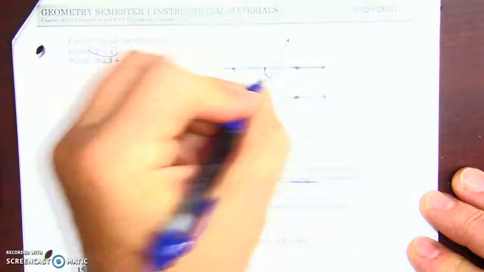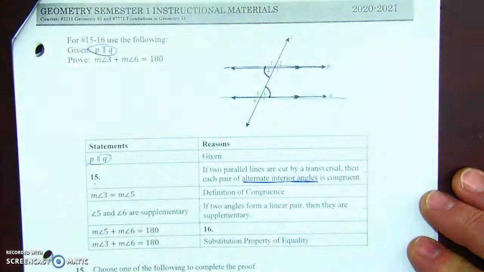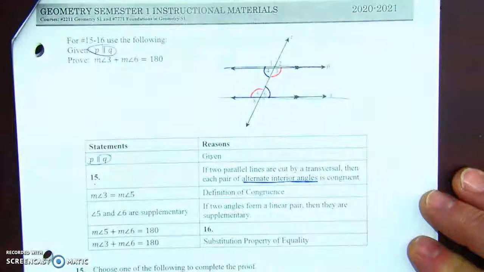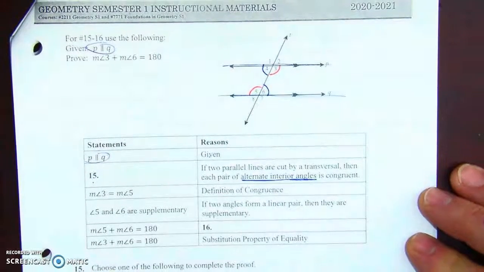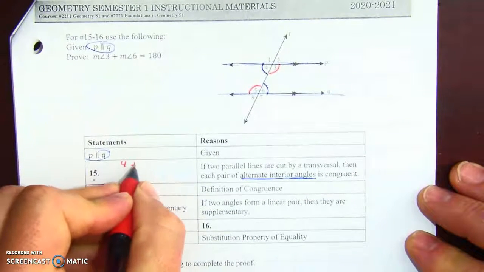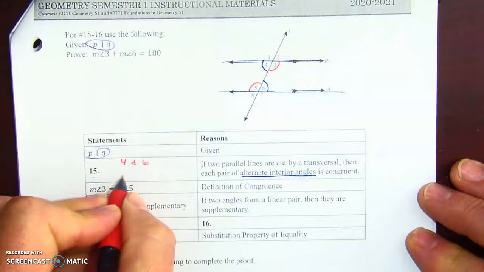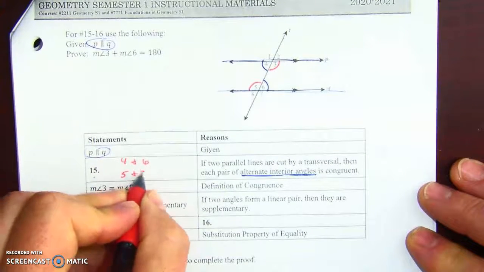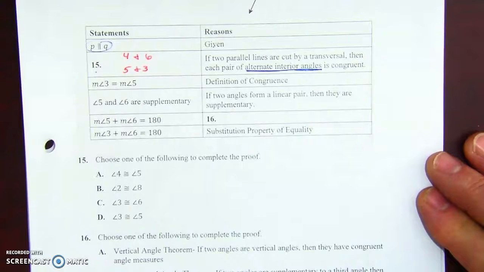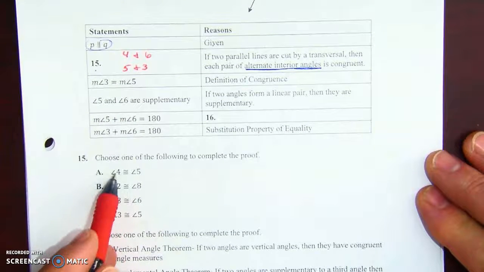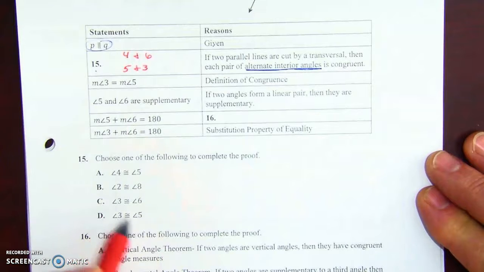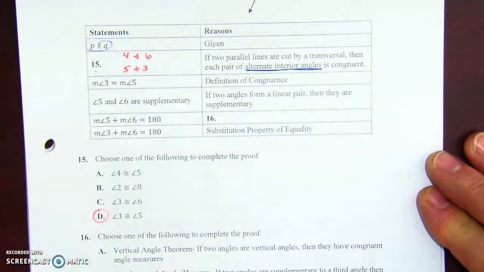So I know that 4 matches with 6 and 3 matches with 5. So I'm going to write that in here. So we're going to go 4 and 6, and 5 and 3 match. So down here in the question, which one has that in there? 4 and 6. I see a 4. I see a 6, but no matching here. And then we have 3 and 5. We have a 3. Oh, here we go. So the answer for part 15 is this.